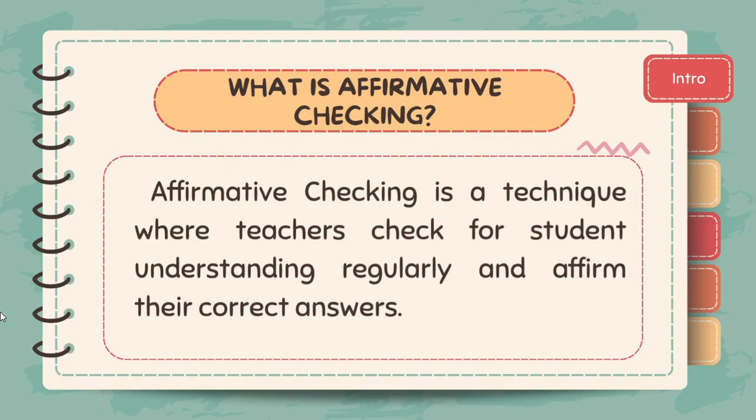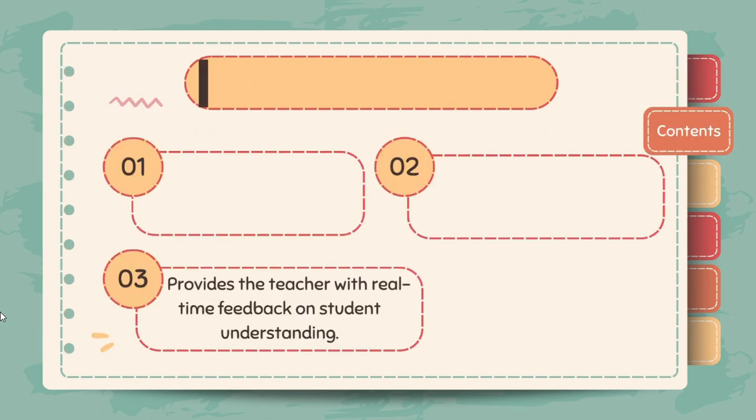Now, let's dive into our lesson. But first, let's define what is affirmative checking. Affirmative checking is a technique where teachers check for student understanding regularly and affirm their correct answers. For example, if a student answers a question correctly, the teacher might say, "Yes, that's right," or "Good job." This lets the student know they are on the right track, boosting their confidence and encouraging them to keep participating.